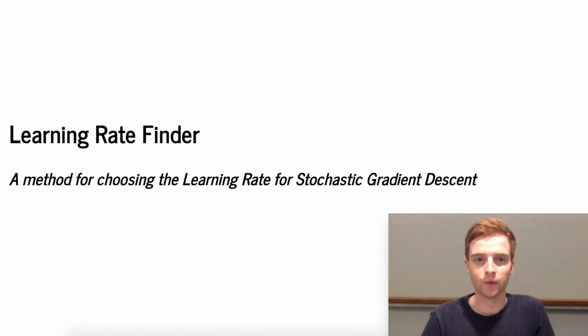In today's video, we're going to be taking a look at the learning rate finder method. This is a really good method for choosing the initial learning rate for training your neural network models, and it's for stochastic gradient descent optimization methods.